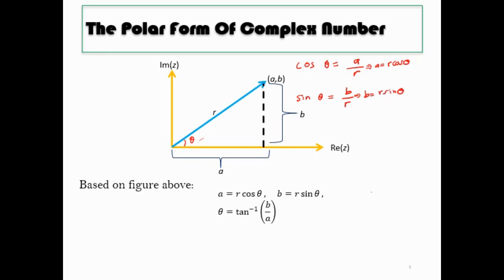So how about this one? Then theta is equals to tangent inverse B over A. This is because tangent theta is equals to the opposite side divided by the adjacent side. So theta is equals to tangent inverse B over A. So that's it for polar form of complex number. So from Z equals to A plus BJ, we will substitute A equals to R cos theta and B equals to R sin theta, and we will get the polar form.